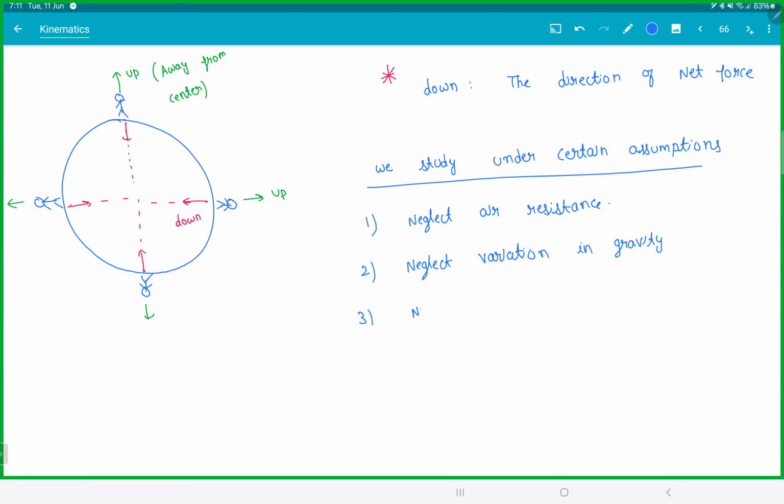Third, we neglect the Earth's rotation. When you throw a coin 10 or 20 meters, there's no problem. But if you're launching a missile 200, 300 kilometers, by the time the missile reaches there, the Earth would have rotated. So instead of hitting your Ghatkopar station, it will go and hit Colaba. You'll get huge errors. We neglect Earth's rotation and we also neglect Earth's curvature. Earth is not flat.